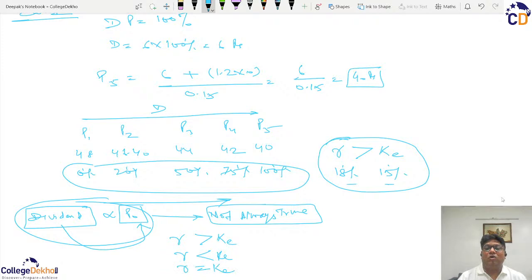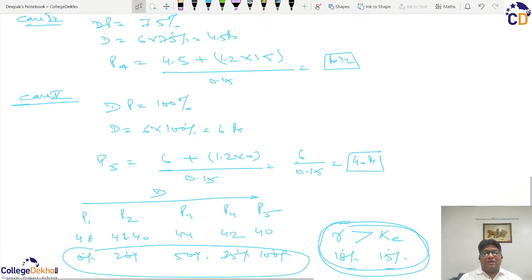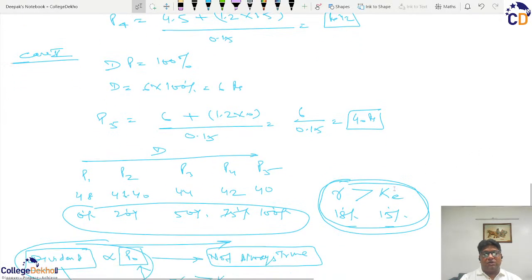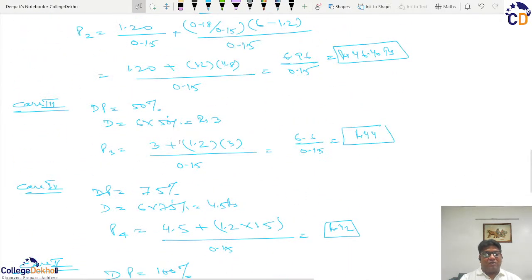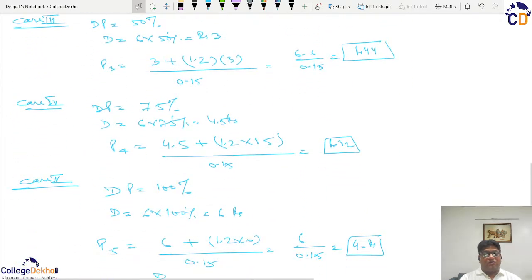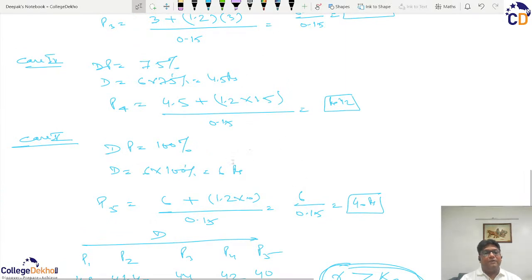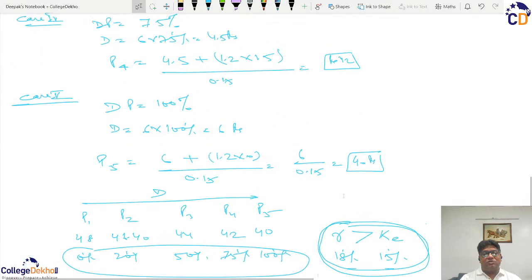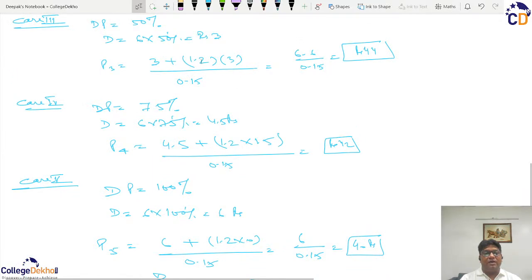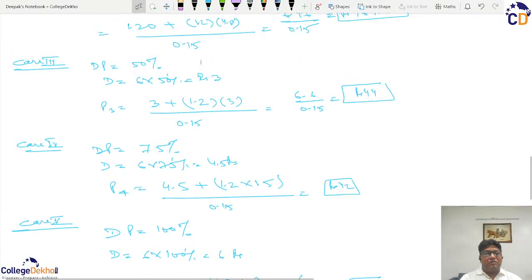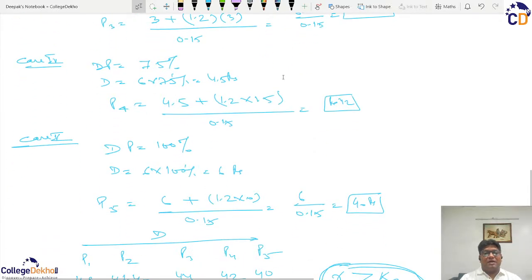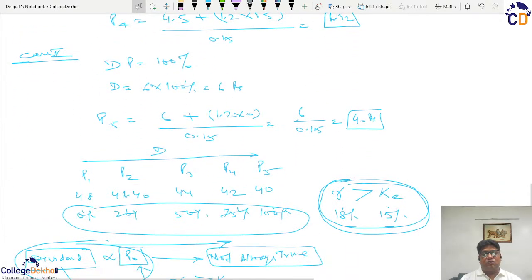Because if both would have been equal, that is if R is equal to KE, then if I calculate market price in all these 5 cases, that is, if both R and KE were 18% or both were 15%, then this figure which is 1.2 would become 1, and in that case the market price would come out constant every time. And if R is less than KE, then this figure which is 1.2 would become less than 1, and as soon as it is less than 1, this market price which is decreasing will start increasing.